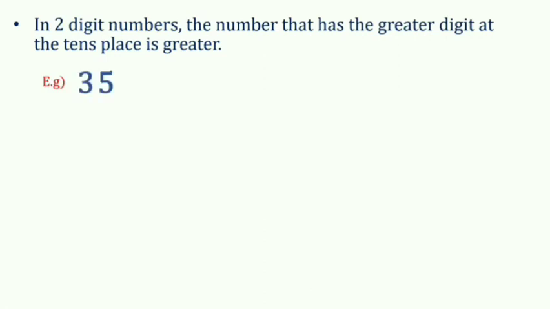Let's see how to compare numbers. In two-digit numbers, the number that has the greater digit at the tens place is greater. Let's take an example. Here, I have two numbers, 35 and 48. So let's compare these two numbers.